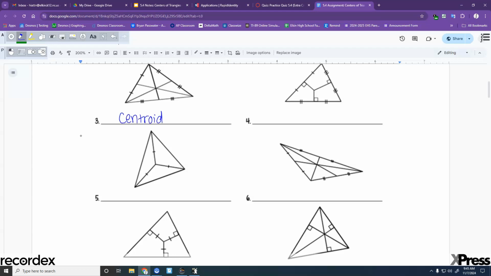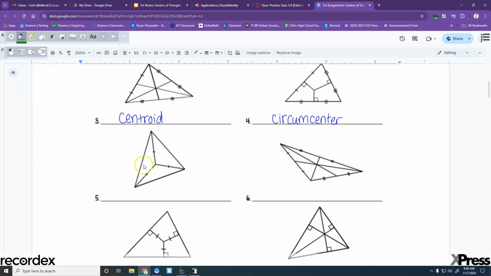What about 4? It looks kind of similar. This is circumcenter. See the difference in those two? Both of them cut the sides in half, but for the circumcenter, you have to have perpendicular lines. For the centroid, they're not perpendicular, or don't have to be, and are usually not. Okay?